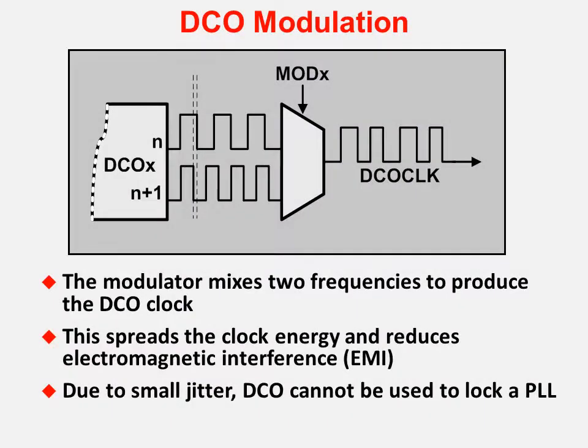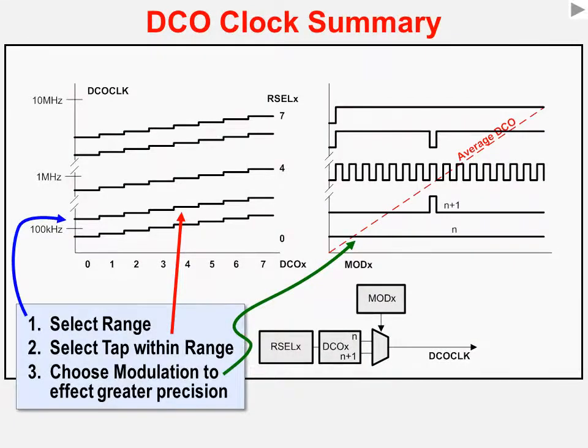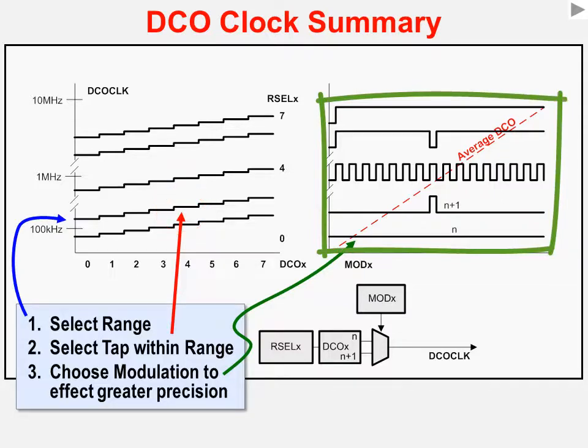Here's another way to look at the DCO modulation. You can see the two frequencies on the left that are feeding into the modulator, and the modulator then switches from one frequency to the other to create an average DCO clock closer to the frequency of interest. Here's a summary of how the DCO works. There are 3 things we need to do. 1, select which range we want to use for our frequency. Then select a frequency tap within that range, and then finally pick one of the modulation schemes provided, to give us the frequency that we want in between the tap and the next higher tap.